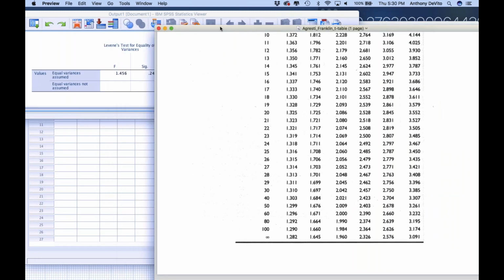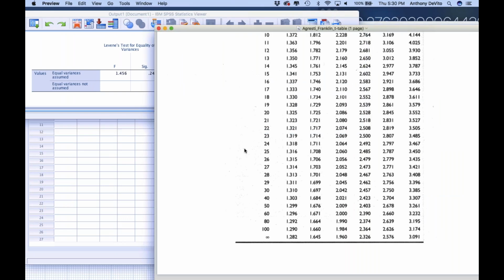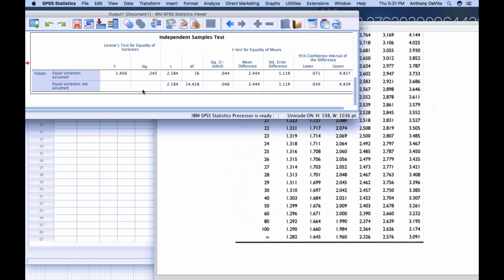Okay, so let's see what we wind up with in SPSS. We wound up with 2.184, which is bigger than the critical value 2.12. So we can reject our null hypothesis, right? Because our calculated t-score is greater than our critical value of t. The bigger the value of t is, the less uncertainty you have if you reject the null hypothesis.